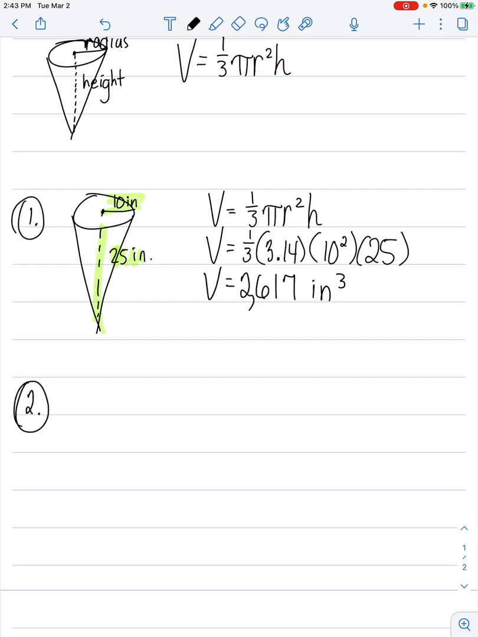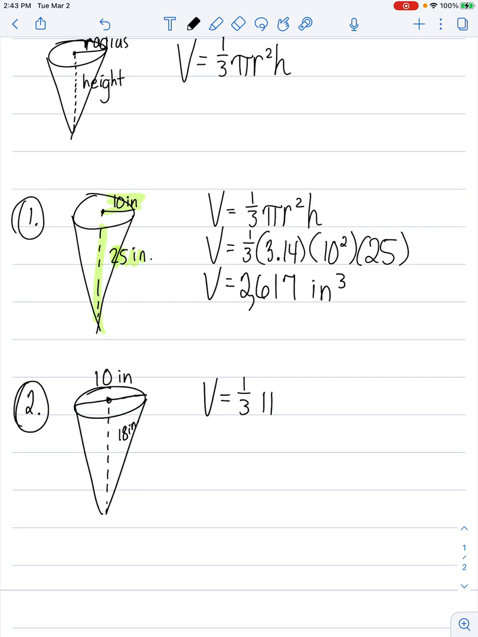Let's try a few more. So I'm going to draw a second cone here, and I'm going to give you this measurement all the way across. That's our diameter. And I'm going to say that is 10, let's use inches again. And then our height, I'm going to say, is 18 inches. So let's follow our algorithm or our process. We write our formula. Volume equals 1/3 times pi times radius squared times height. Next, we plug in our numbers.